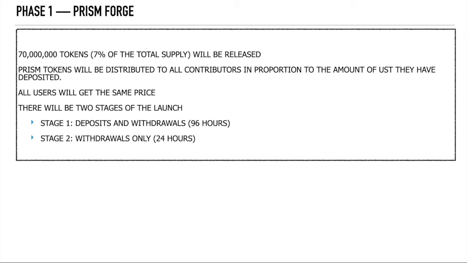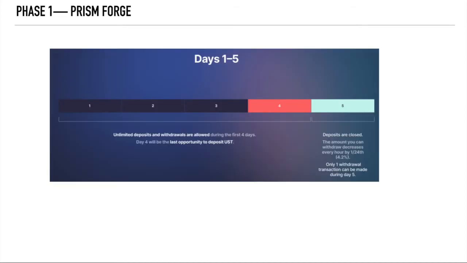So how does it work? It will have two stages, a contribution period that runs for 96 hours and a withdrawal period that runs for 24 hours. During the contribution period, participants will be able to deposit UST into a launch Prism vault. There will be 70 million Prism tokens available where you can deposit UST to get the Prism token. Unlimited deposits and withdrawals are allowed for the first 4 days. So as the amount of UST increases, so will the price of the token. This will help in the price discovery of the token.